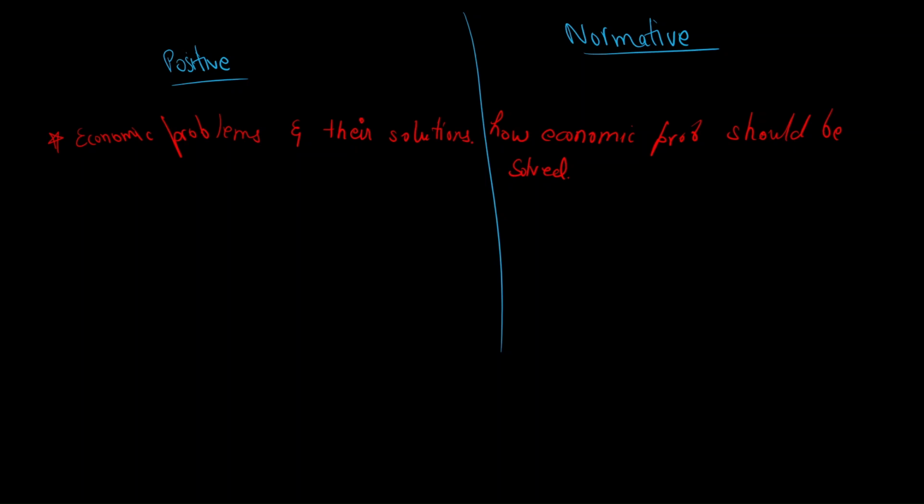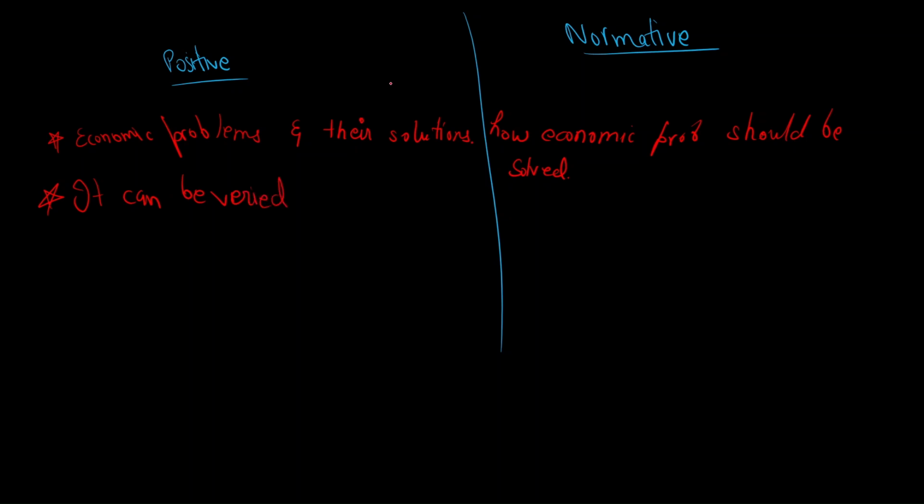positive economics is telling you something. This is this. Normative is like you should do this. This should be like this. Okay, let me give you an example first. It can be verified.